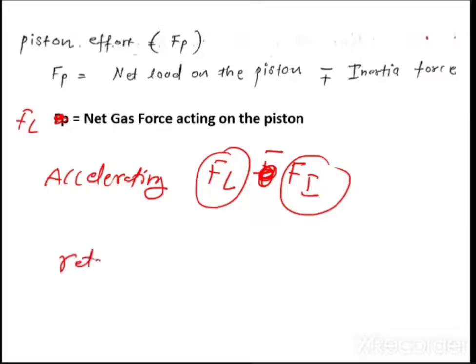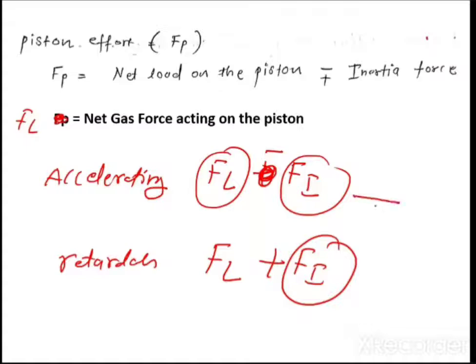आणि during retardation phase this FL will be plus Fi because this inertia force. आता हा inertia force कसा तयार झालाय? Inertia force is nothing but m r omega squared. हा कोणामुळे तयार झालाय? Because of these reciprocating masses only, right? So this inertia force will oppose this FL and will help this FL during the first half and the second half. Guys, is it clear or not?